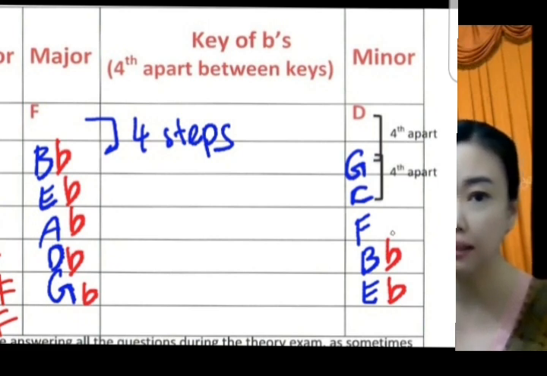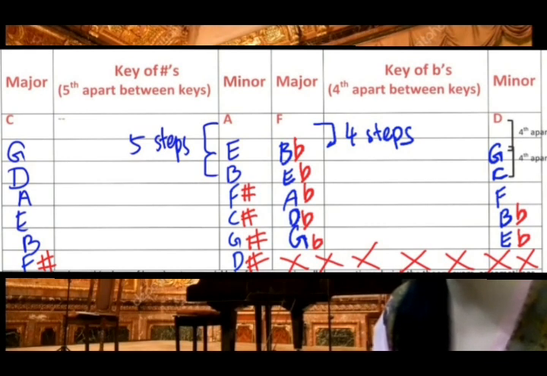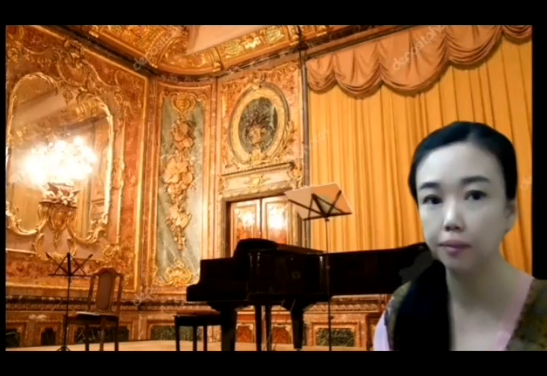Starting from D minor, the next one, D, E, F, G. So the next one is G minor, C minor, and so on. Starting from B, all the keys have flats. And please remember the keys of flats at the right side, there's 1 key less than the keys of sharps.